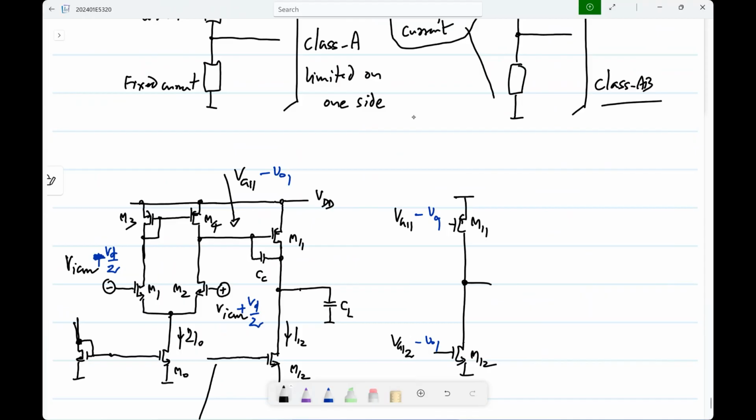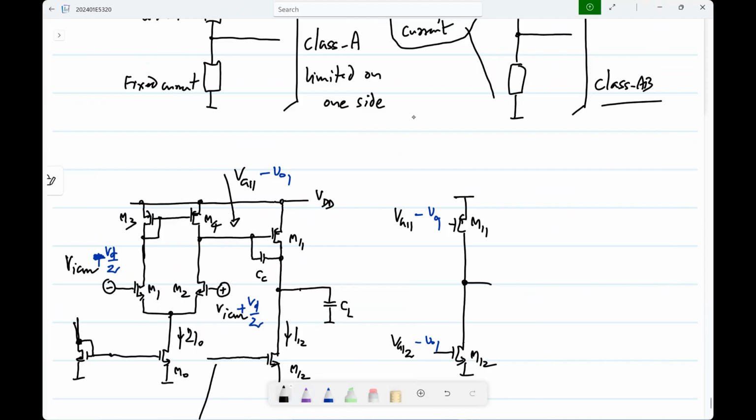Is this okay? So this is something that can be done. That is, you try to apply signals to both. Okay. Now, how do we bias the stage then?